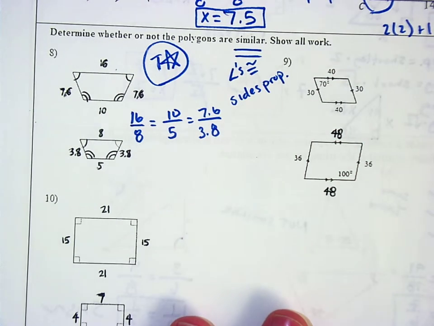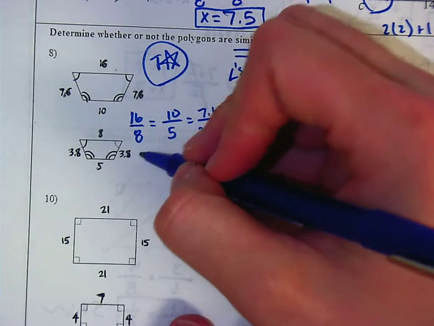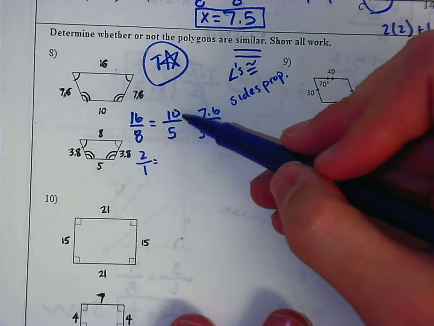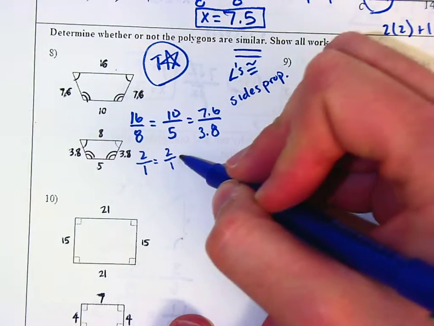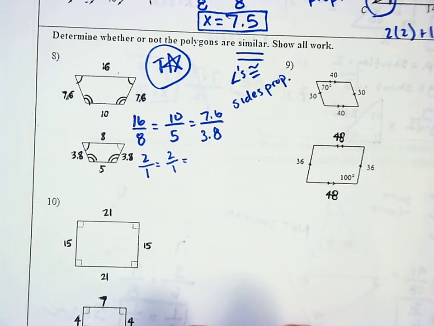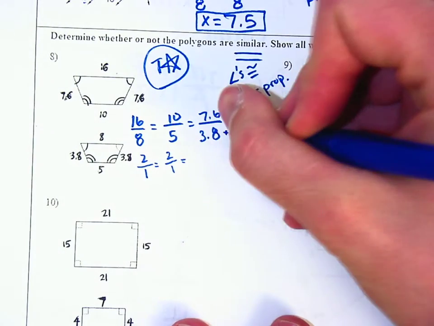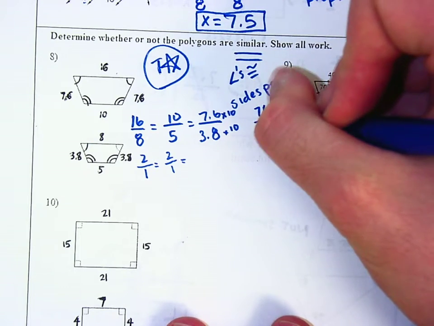Now I need to reduce in order to tell if they are the same. I know these two can both be divided by 8, so 2 over 1. And I know that 10 over 5 can both be divided by 5, that's 2 over 1. You might be suspecting by now that we're going to have a pattern, but just for practice's sake, I'm going to get rid of that decimal before I simplify. It's going to give me 76 over 38.